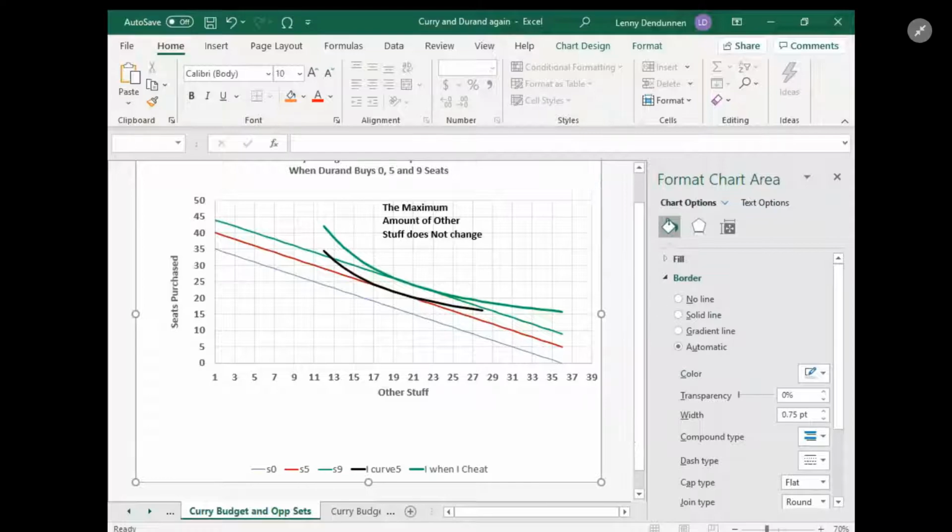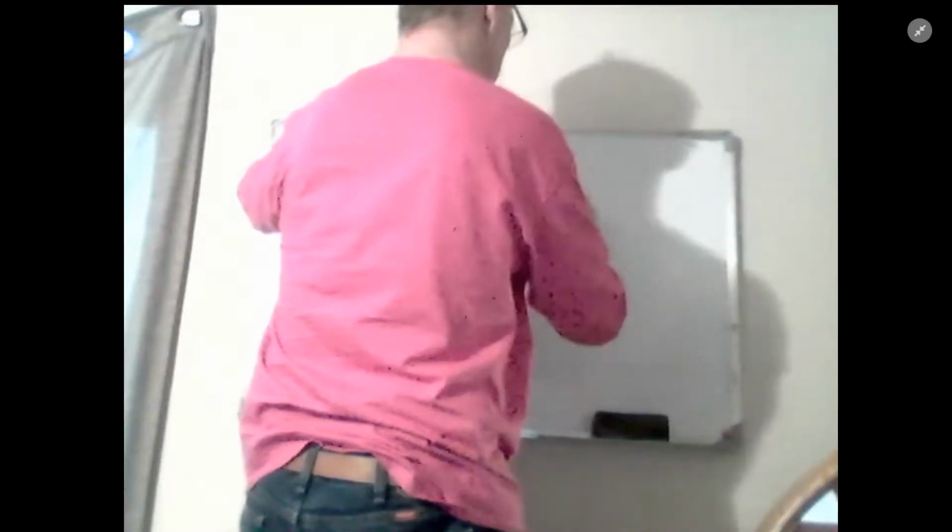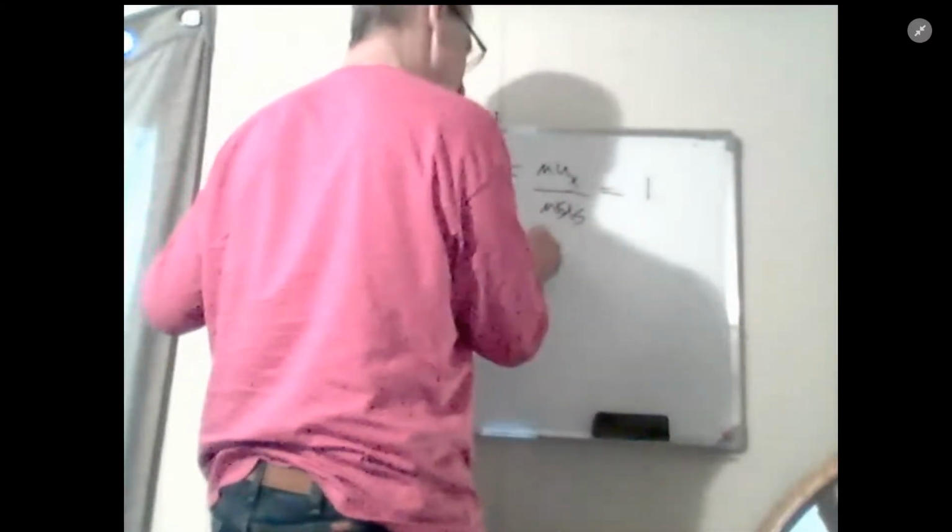I'm going to stop sharing for a bit. What we need to do is figure out the tangency conditions. Tangency requires the marginal rate of substitution, the marginal utility of x over the marginal utility of s, to equal the relative price ratio of 1. And I've done the calculations, I'll show them to you.